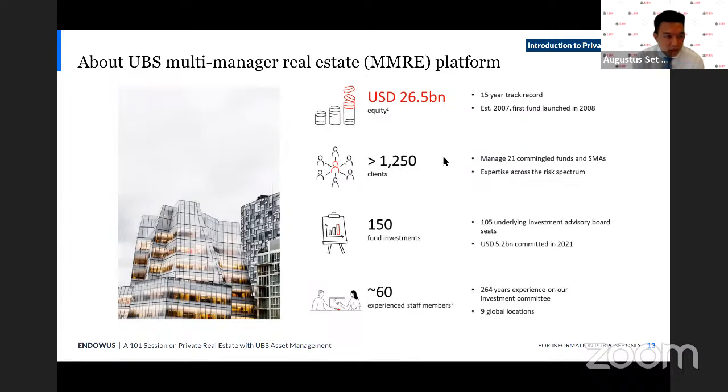So maybe I'll just kick off already. Just a quick introduction about our team. So they call us the multi-managers real estate team. We're part of real estate private markets under UBS Asset Management. Currently, we manage just under about 27 billion US dollars in equity for our clients. We've got around 1,200 clients that invest with us, a few global fund of funds, and we also manage some separate accounts for some larger clients.